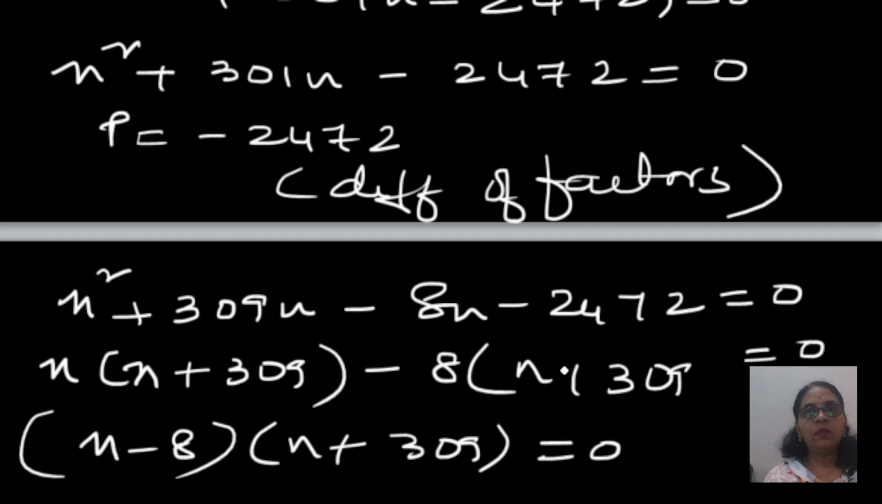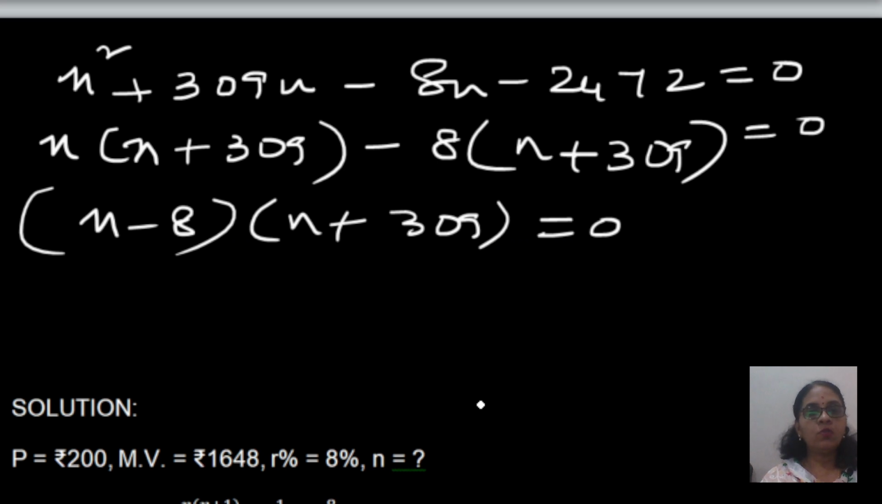This is n plus 309. Now remember here the product of two terms is equal to 0. Zero product rule is important for you to know. In zero product rule, we know that if the product of two or more terms is equal to 0, then each will be equal to 0. That means either n minus 8 is equal to 0 or n plus 309 is equal to 0. So from which you can get n is equal to 8 or n is equal to minus 309.